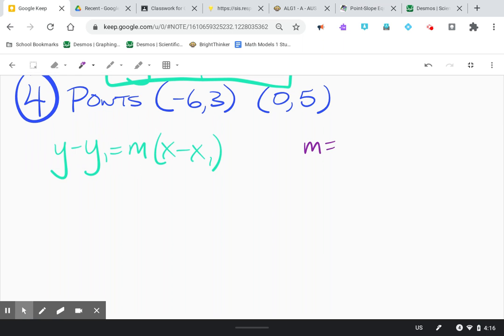And I'll just remind you the slope formula is the following: y2 minus y1 over x2 minus x1. So we're going to do that first.